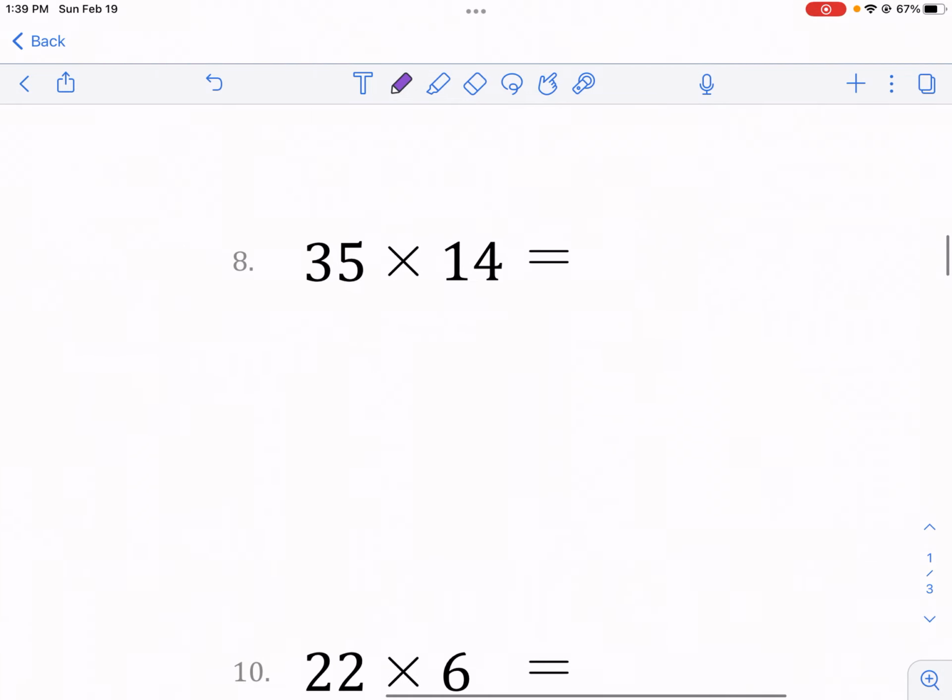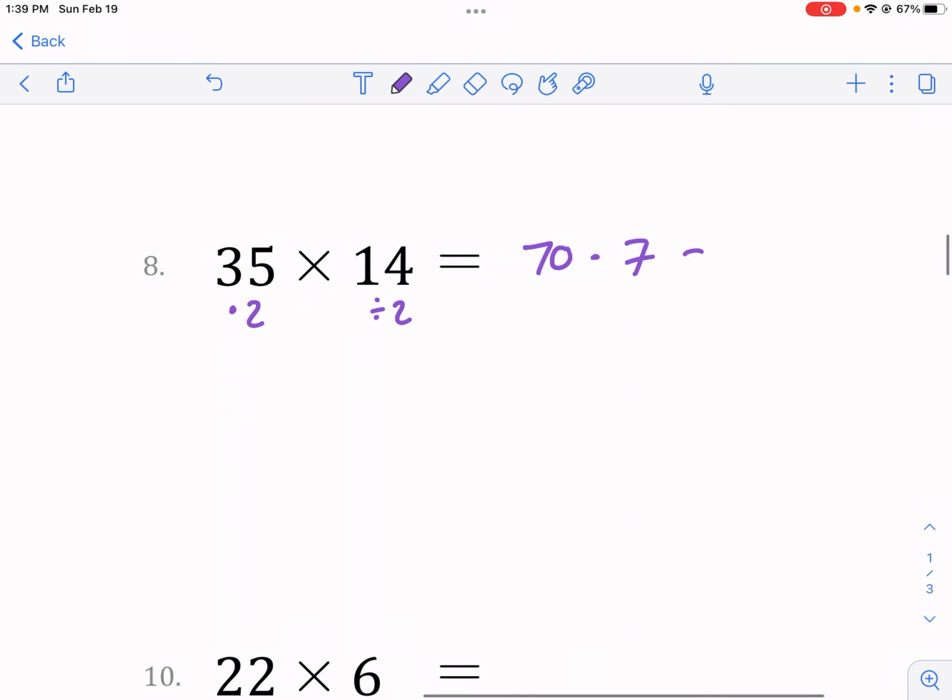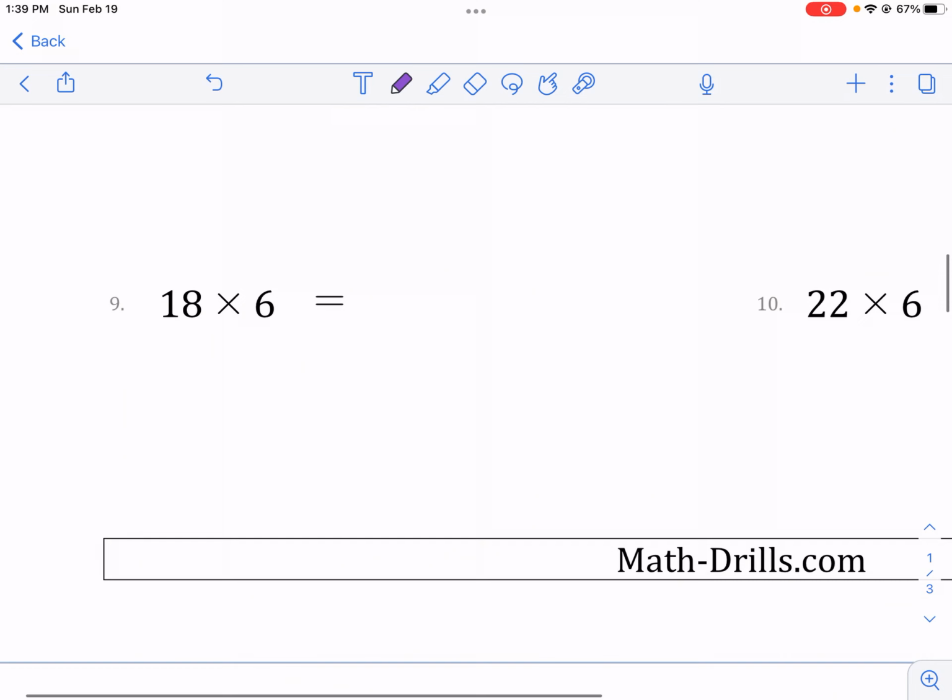All right, so we have an odd number, so I already know I need to multiply by 2, and then I'm going to divide this one by 2. So I have 70 times 7. At first glance, it looks kind of hard, but it's really not. I just multiply the 7 times the 7, I get 49. Place the extra 0 because there's a 0 there, 490.